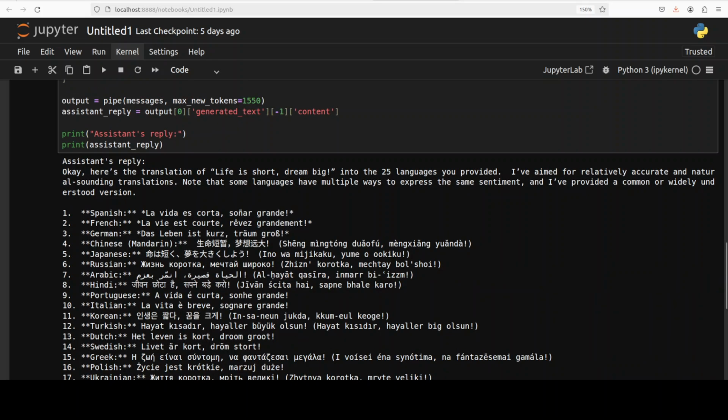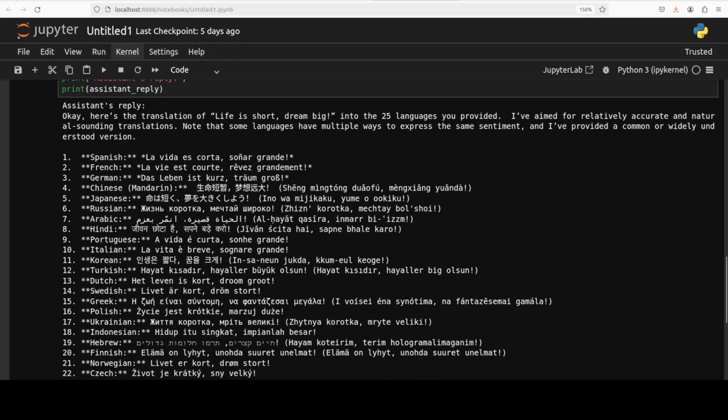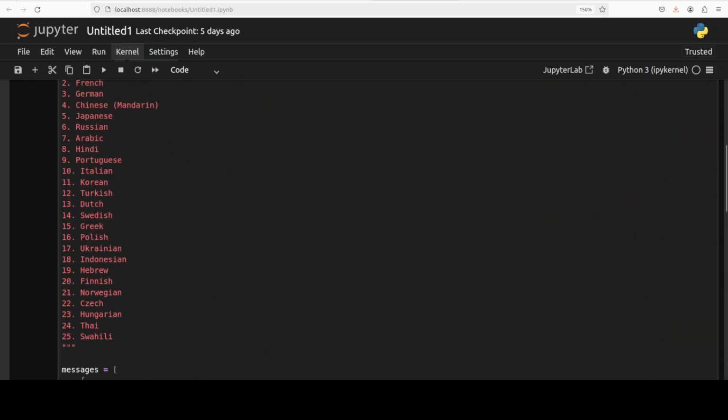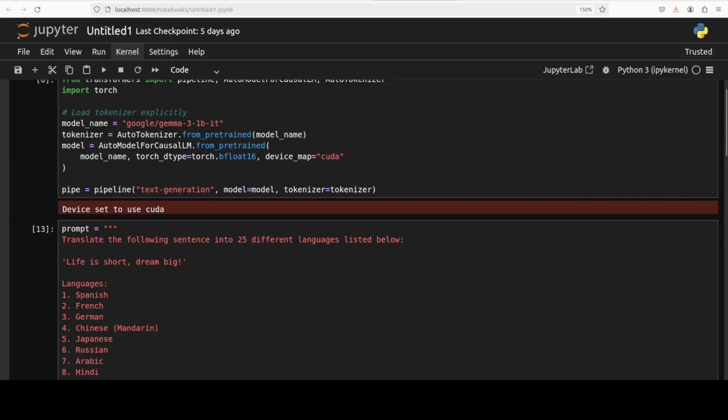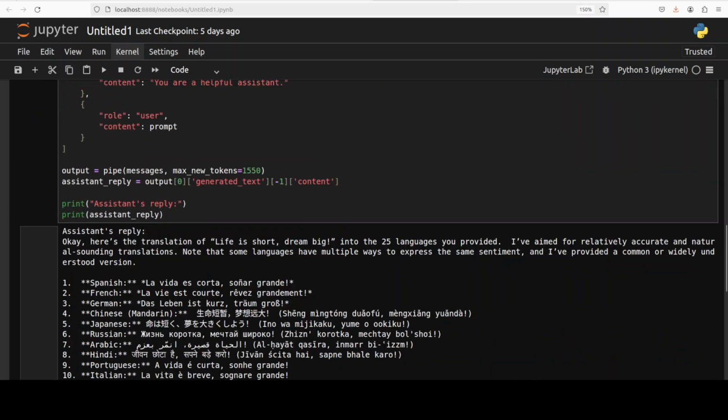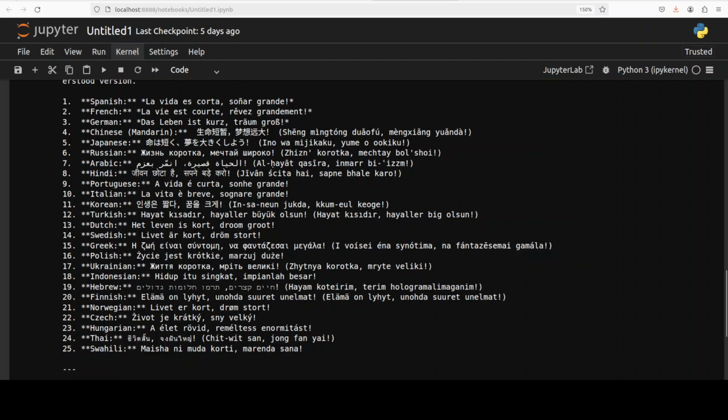So there you go. So remember the sentences. I'll go up. Life is short, dream big. There you go. So look, Spanish. Let me also put them in the Google Translate. Okay, so as per Google Translate, and this is not definite, Spanish is close but not entirely correct. Even the French is close. German is okay. Chinese looks good. Japanese looks good. Russian, Arabic, no.